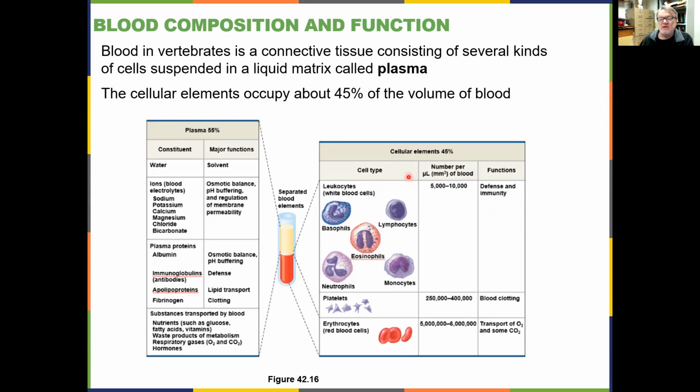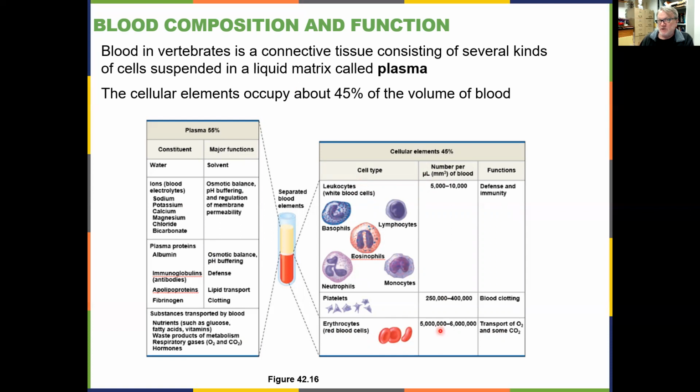So this is called the cellular components. The majority of the living cells are what's known as erythrocytes, the red blood cells. In a volume of blood, so in a microliter, we actually have about 5 to 6 million erythrocytes that are transporting oxygen throughout the body.